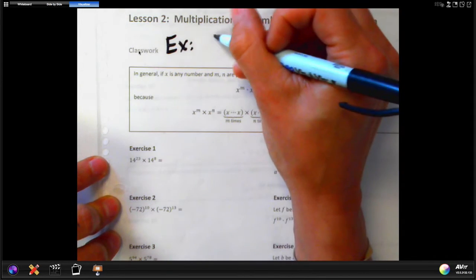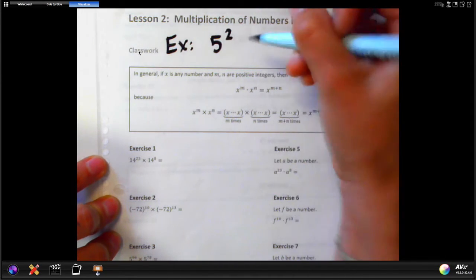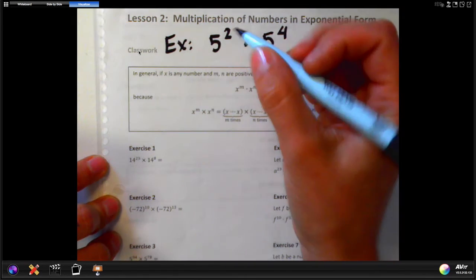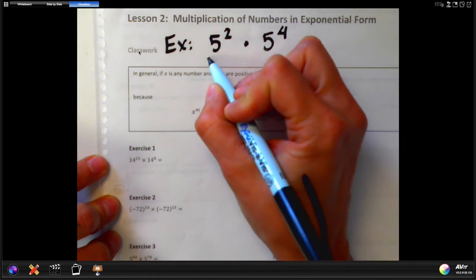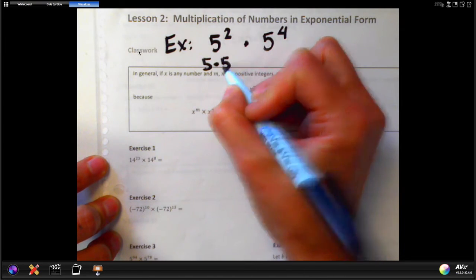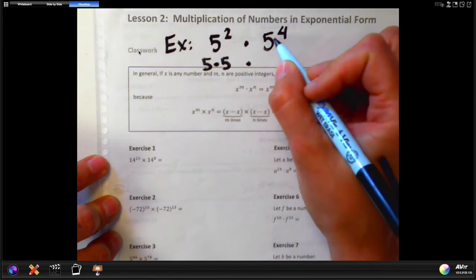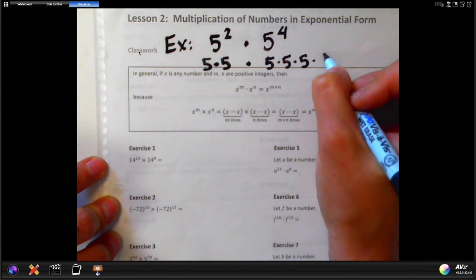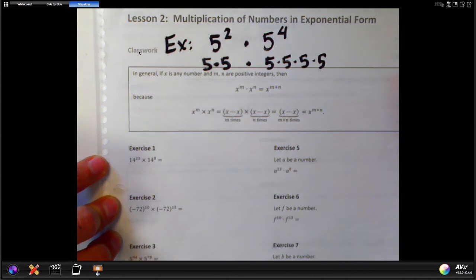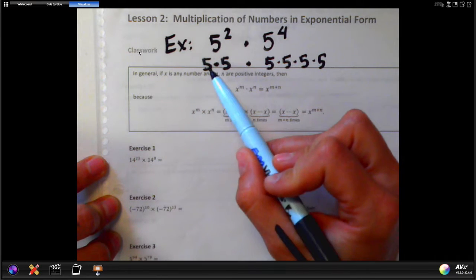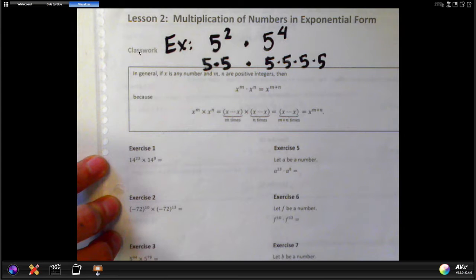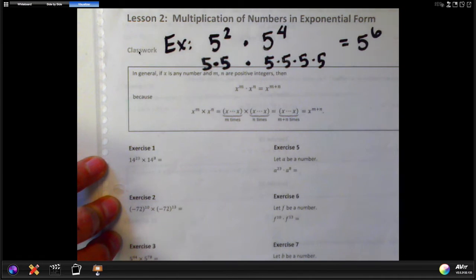Let's say that you have 5 to the second power times 5 to the fourth power. What that really means is that you have 5 times 5 here, times over here now you have 5 times 5 times 5 times 5, 4 times. So in all, you're really multiplying 5 by itself 1, 2, 3, 4, 5, 6 times. So your answer here is going to be 5 to the 6th power.